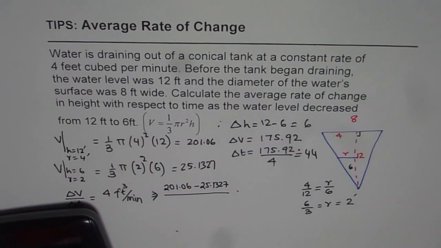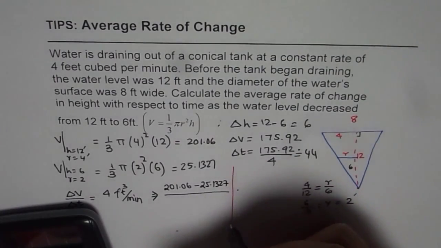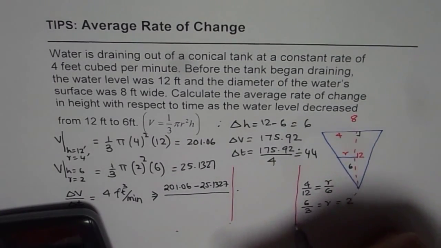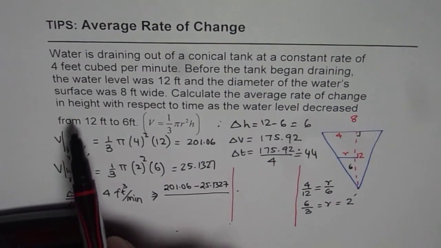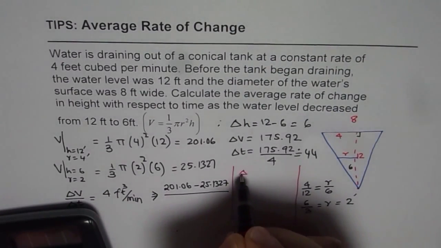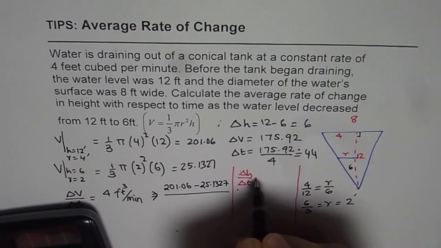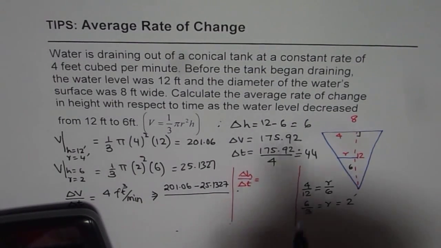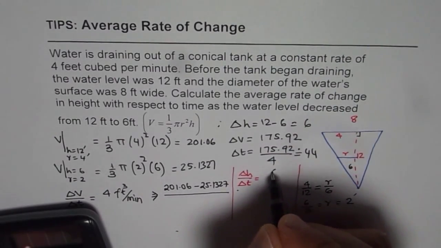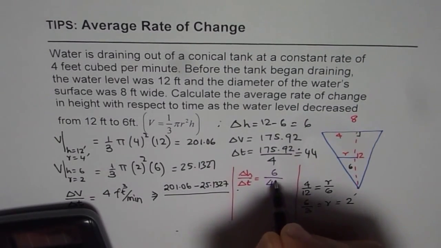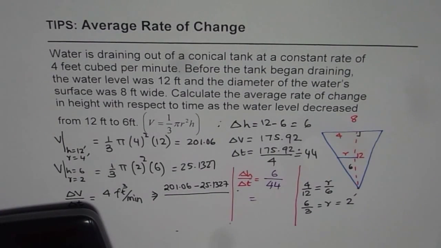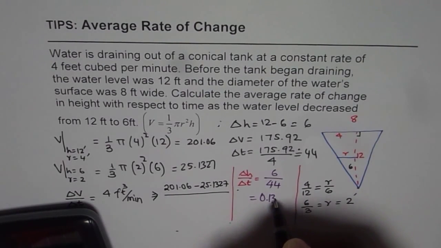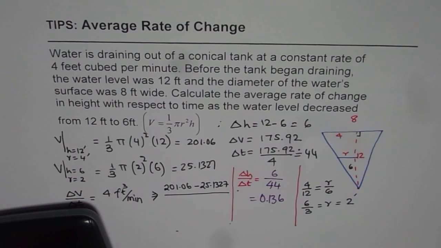So what we really need to find is the average rate of change in height with respect to time. That means we want to find delta H over delta T, correct? Change in height is 6 and change in time is 44. So that is the answer. So we'll do 6 divided by 44, which is 0.136. Correct?